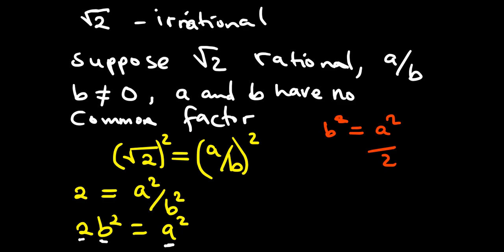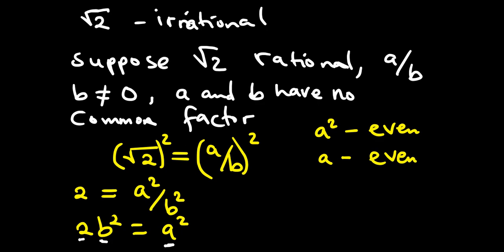Now if a squared is divisible by 2, that implies that a squared must be even, by definition. So if a squared is even, it means a as well has to be even.